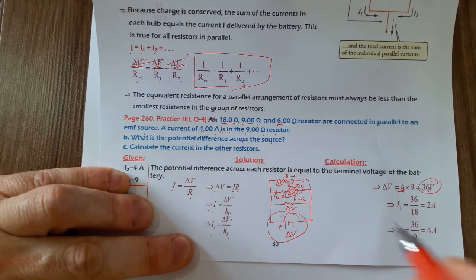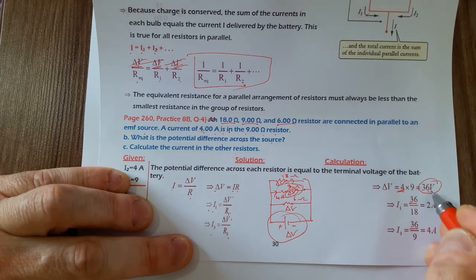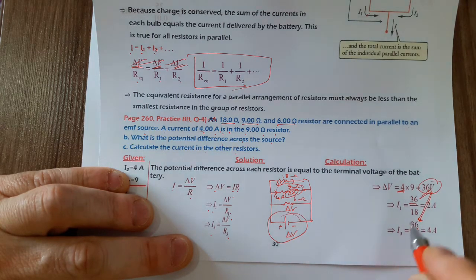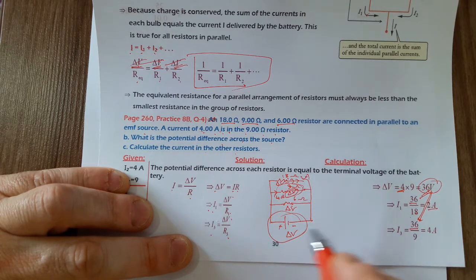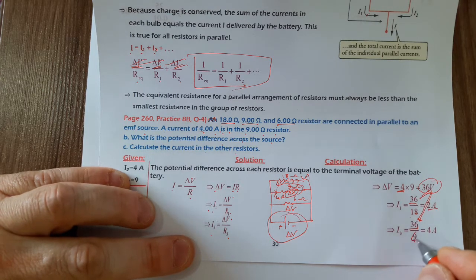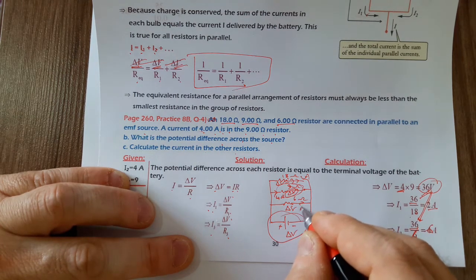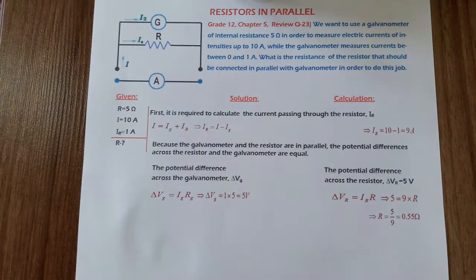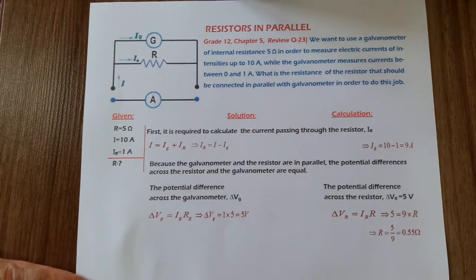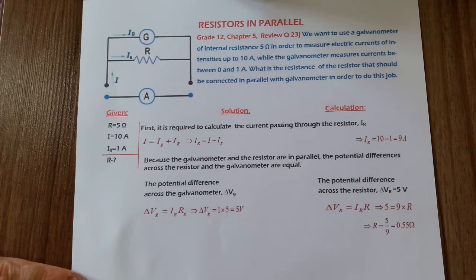Calculate the current in the other resistors. So now we know what the potential difference here is. It is 36. Here is also 36. Now we are going to use Ohm's law again. I1 is delta V over R1. I3 is delta V over R3. Delta V is 36, which we calculated for both of them. R1 is 18 ohm. So we get the current on the 18 ohm resistor, which is 2 ampere. The third one is 36 divided by 6. In this case, 36 divided by 6 is 6 ampere. So the electric current is 6 ampere on the 6 ohm resistor.